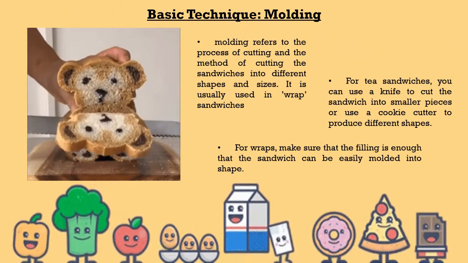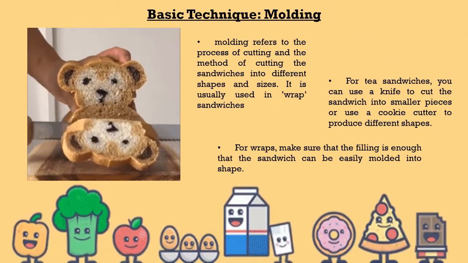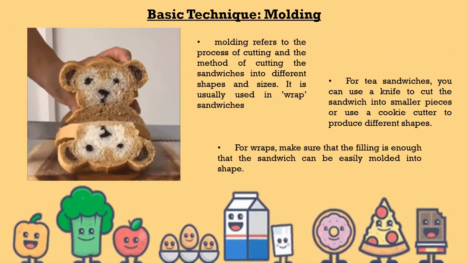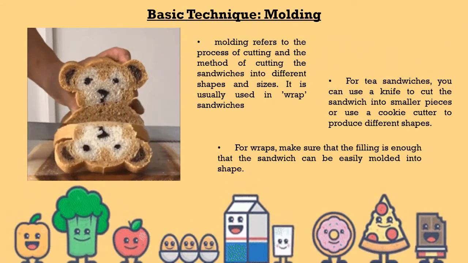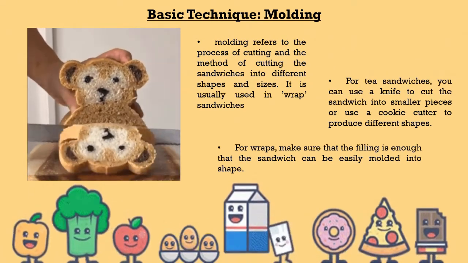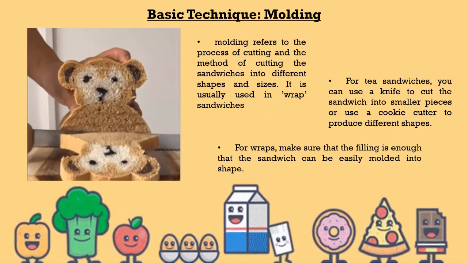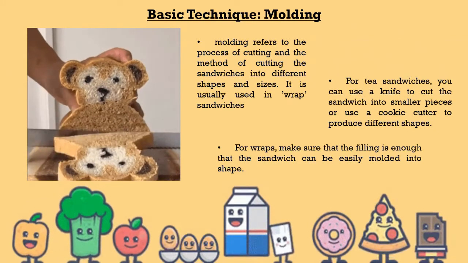Molding is used a lot with wraps. Wraps do not make good function food as they need to be wrapped in paper to hold them together. Wraps are common in Eastern Mediterranean countries like Greece, Lebanon, Israel, and North African countries where flatbreads are commonplace.